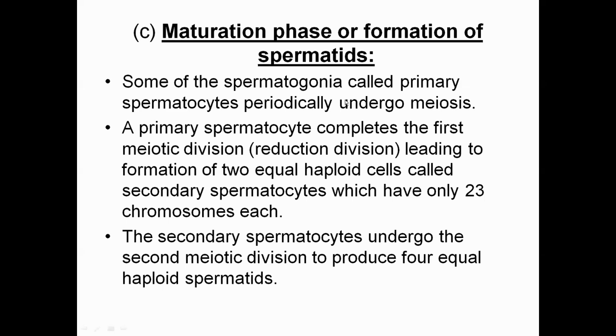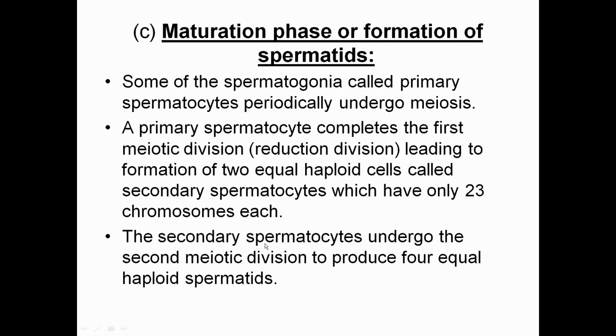Then the maturation phase, or formation of spermatids. Some of the spermatogonia, called primary spermatocytes, periodically undergo meiosis. As you can see, the primary spermatocyte is the differentiated form of the spermatogonia, and it undergoes division by meiosis. The primary spermatocyte completes the first meiotic division, that is reduction division, leading to the formation of two equal haploid cells with equal cytoplasmic ratio, called secondary spermatocytes, which have 23 chromosomes, and the secondary spermatocytes undergo the second meiotic division and form four haploid spermatids.